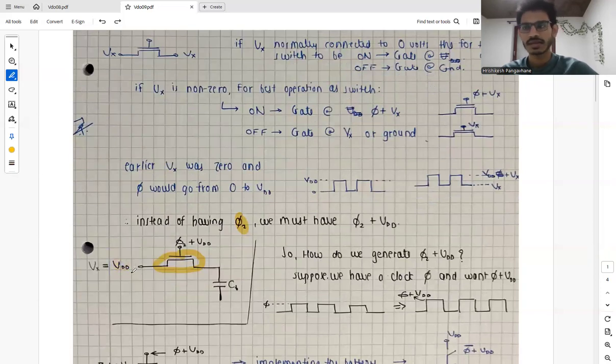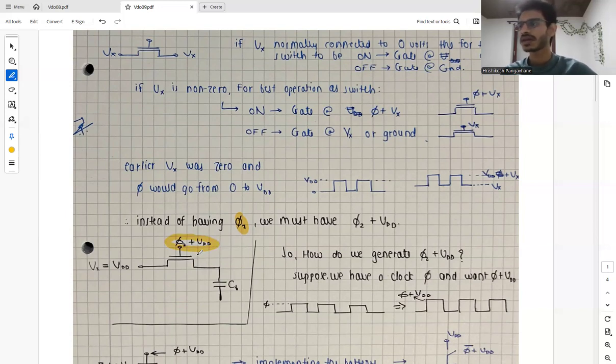So if we realize it in that way, then we can implement an NMOS here as well. But for implementing this NMOS, we need to provide phi 2 plus VDD instead of just phi to the gate. So how do we generate it? This is how we implement an NMOS to get rid of the impermissibility of PMOS. So instead of using a PMOS, which is not permissible, we can use an NMOS and fix the problem. But then what we need, instead of phi 2, is phi 2 plus VDD.